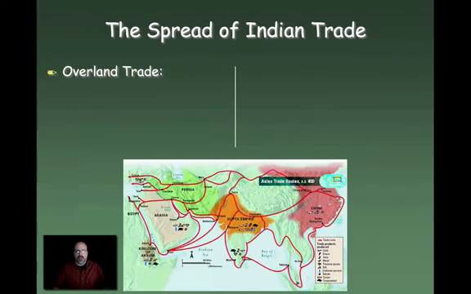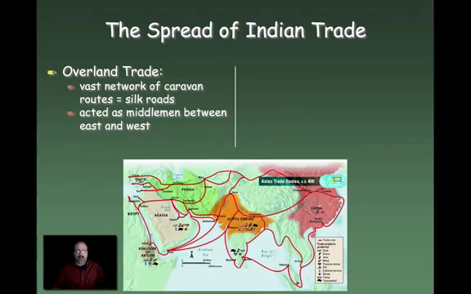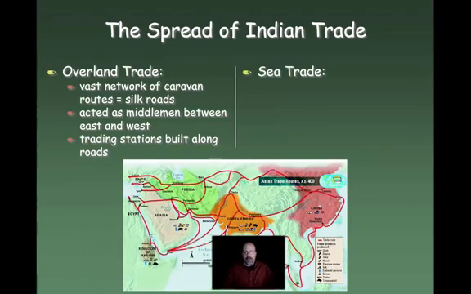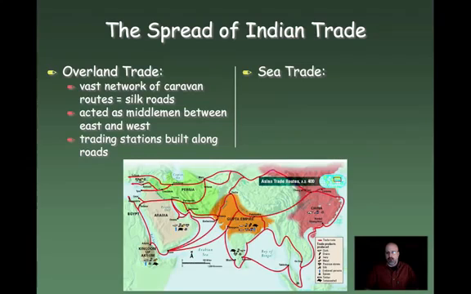We should also take a look at the spread of Indian trade. Let's start off by looking at the overland trade routes. First of all, they had a vast network of caravan routes, or what we would call Silk Roads. They also acted as the middleman between East and West, so you can see that the central location of the Gupta Empire here is right in the middle of the map. Also, they had trading stations that were built along the roads, and of course these would become the big trading cities of Central Asia.